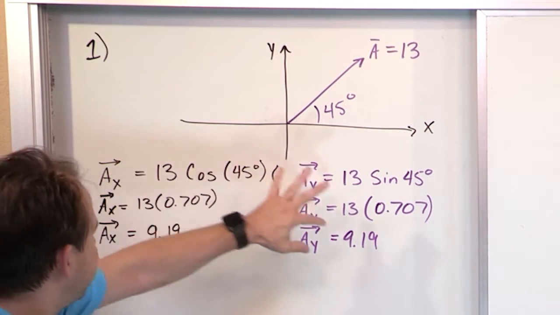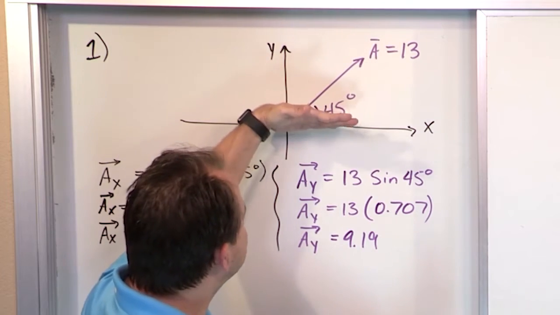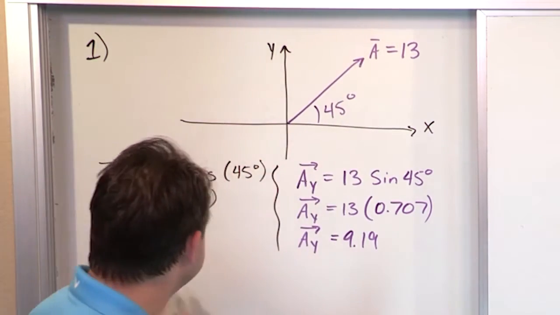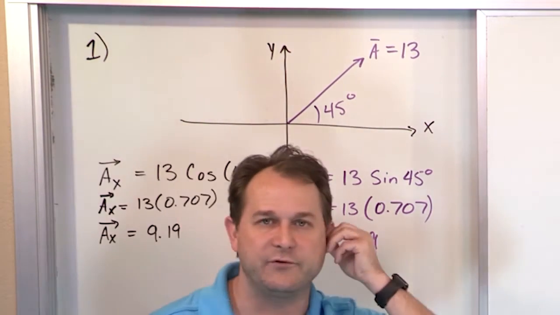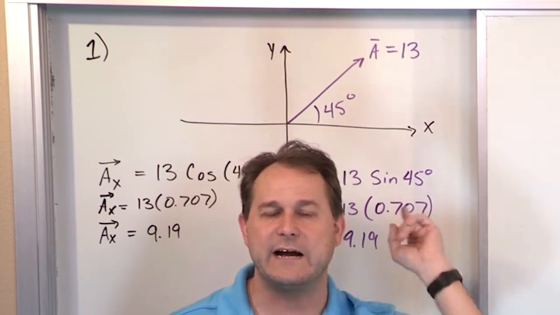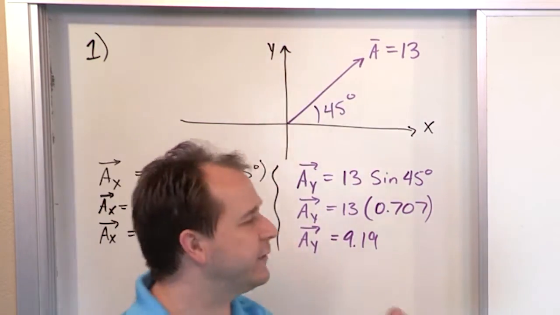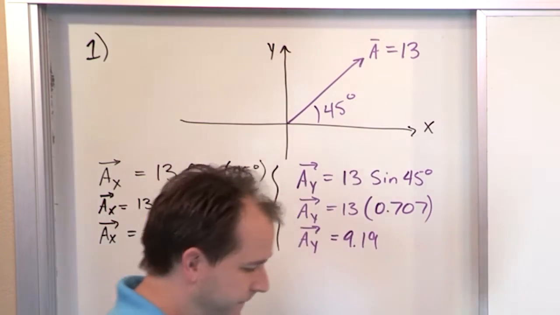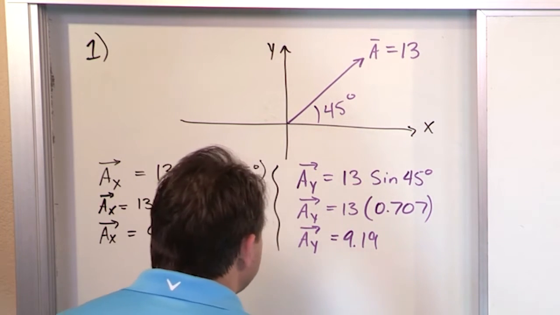When you get a calculator and multiply all these numbers together, the x component, which is the projection along the x-axis, and the y component, which is the projection along the y-axis, are the same. The only reason they're the same in this problem is because 45 degrees exactly splits this 90-degree angle in half. If the angle were anything other than 45 degrees, then the x and y components would be different, as you might expect.